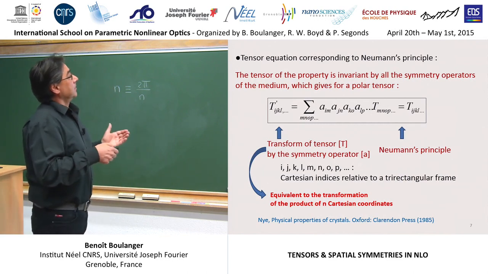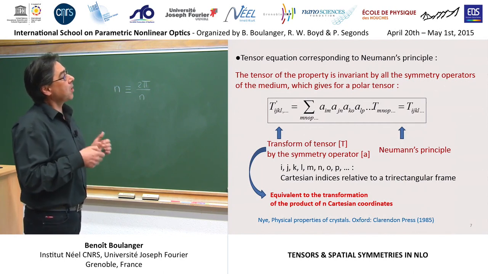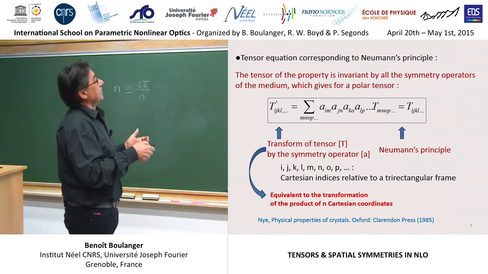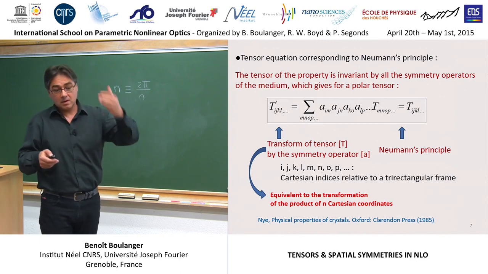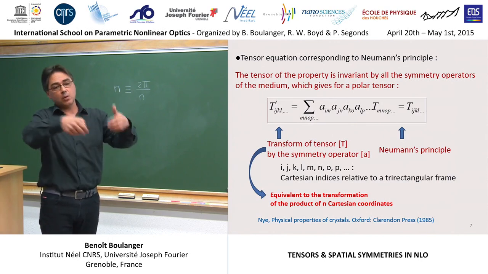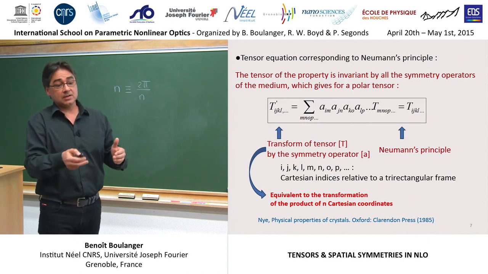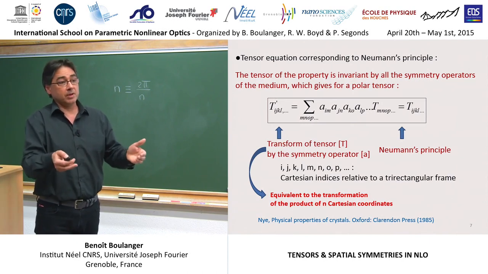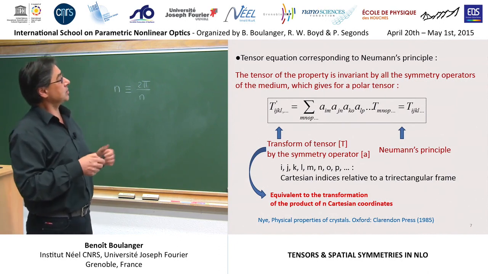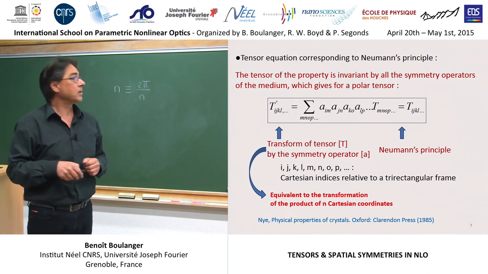So we do like this. The tensor of the property is invariant by all the symmetry operators of the medium. You know that a physical property is characterized by a tensor. So in our case, it is chi1, chi2, chi3. And if the property is invariant by the symmetry operators, it means that the tensor has to be invariant by these symmetry operators. And so here are the corresponding tensor equations.